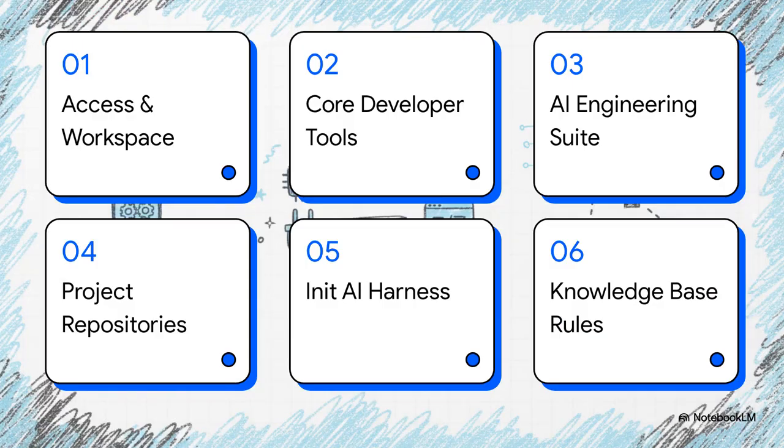Okay, let's dive right in. Here's our roadmap for today. We'll start with your Access and Workspace Foundation, move on to installing core developer tools, configure the AI engineering suite, cover cloning project repositories, initialize the AI harness, and finish up with some critical knowledge base rules.